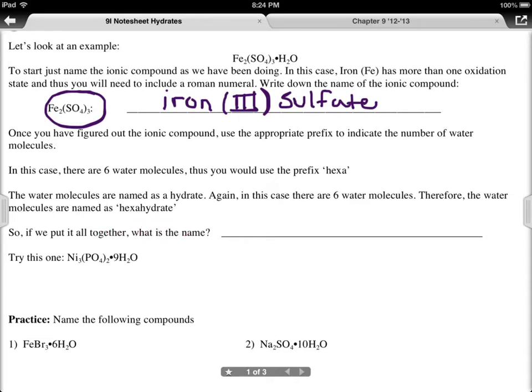So if we put this all together, here's what the name is. Iron(III) sulfate hexahydrate.